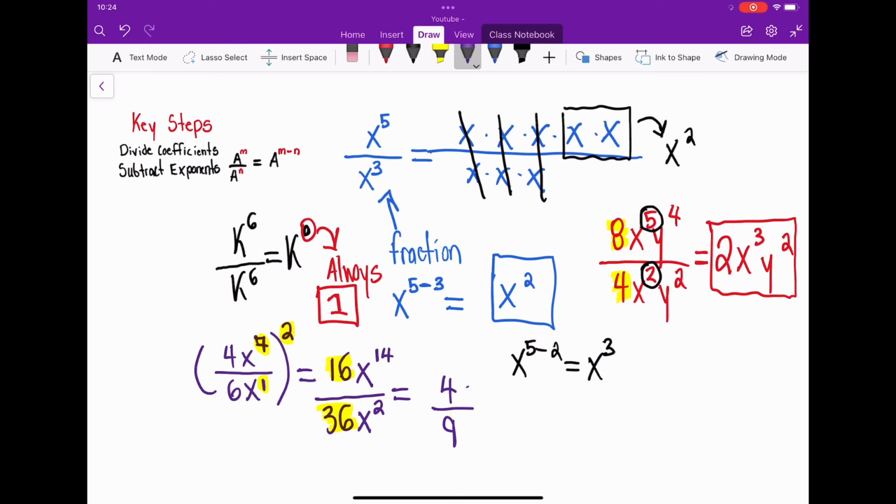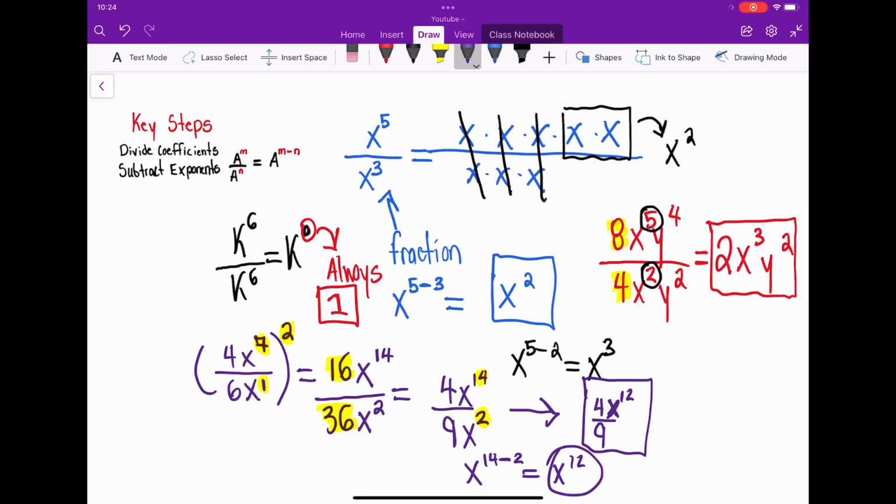And let's just rewrite our exponents just so we're on the same page. So right here, there's nothing else we can do to simplify 4 over 9. But what we can do is simplify our exponents. So after we subtract, let's write it down here. We have x to the 14th minus 2, which will give us x to the 12th. Our final answer would be 4 over 9, and then we'd have x to the 12th power in the top of our numerator.